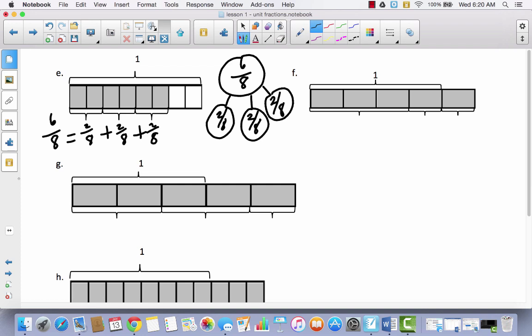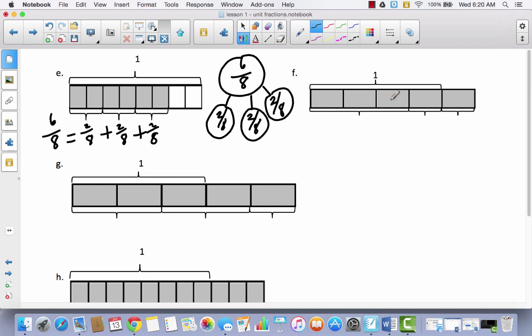Okay, so now when you get to F, it's a little bit different because you're going to notice that the whole thing is not one whole. This is one whole, and then we have this extra part. This is like the two strips of paper that we had. So they took one strip of paper, and they put it into four parts. So that means each of these equals a fourth.